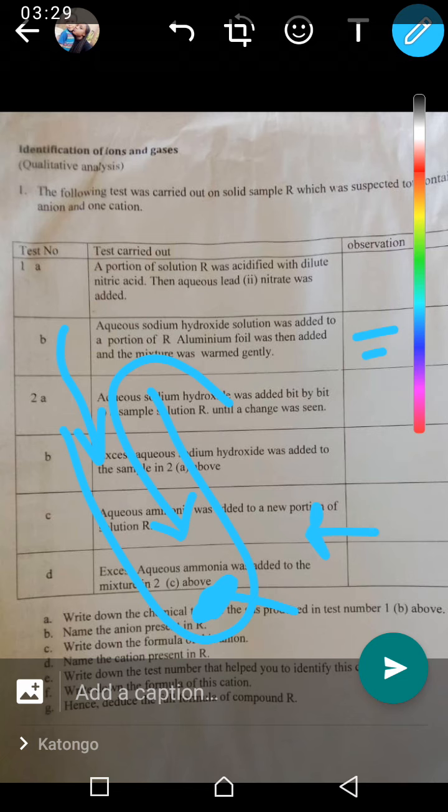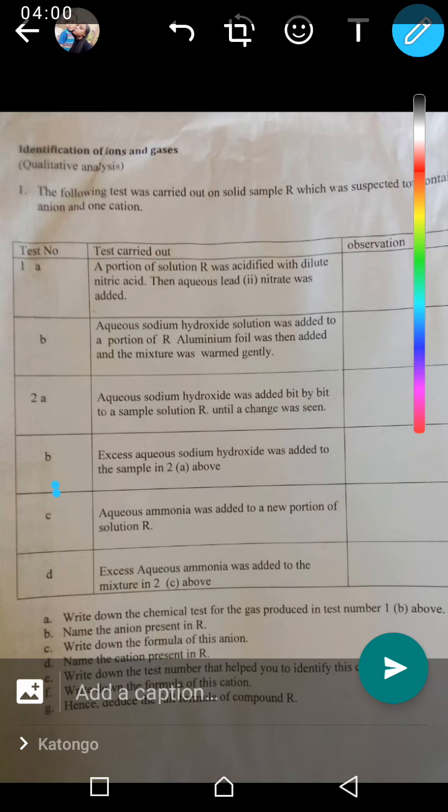For example, if in here it was a blue precipitate, you say blue precipitate. Now we're in the second one. If it is a green precipitate, you say green precipitate. If it is a blue precipitate, you say blue precipitate. You just do it like that. Same thing goes to the others. You see? Excess sodium hydroxide was added to B. It's the same thing that happens on this second one.